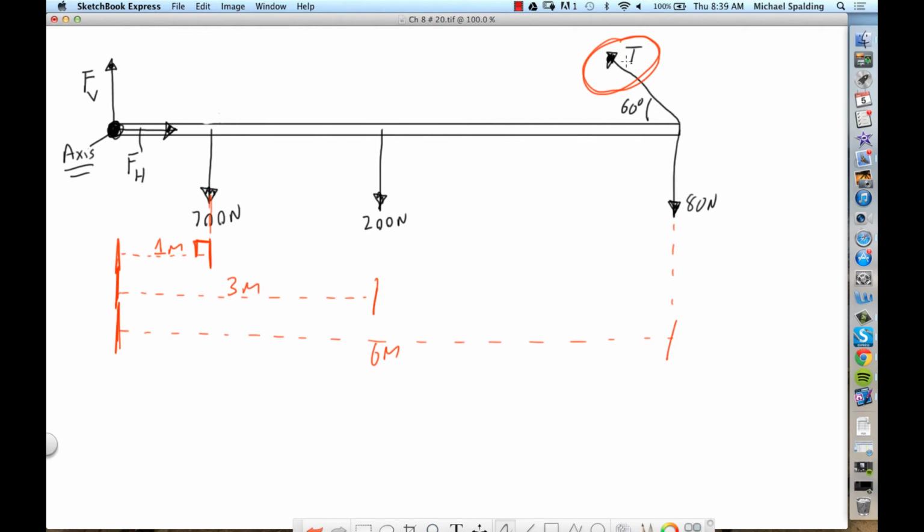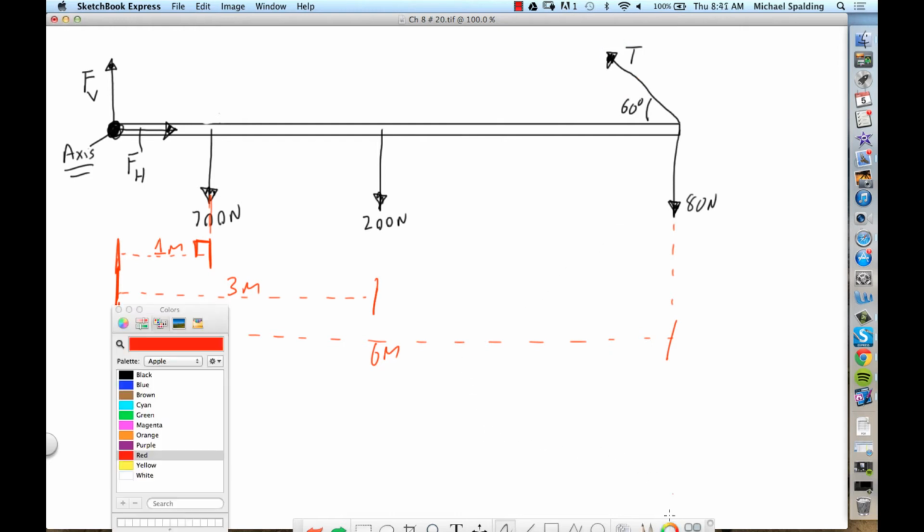There are 2 ways to do it. You can either make the force perpendicular to the distance, or you can make the distance perpendicular to the force. It doesn't matter which way you do it. I think here I'm going to make the force perpendicular to the distance. Okay, how many unknowns do we have in this problem?